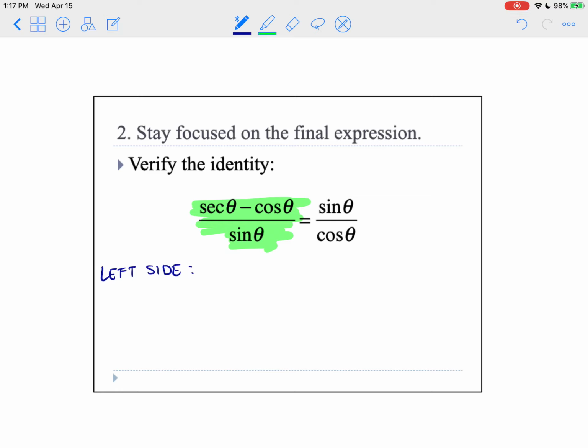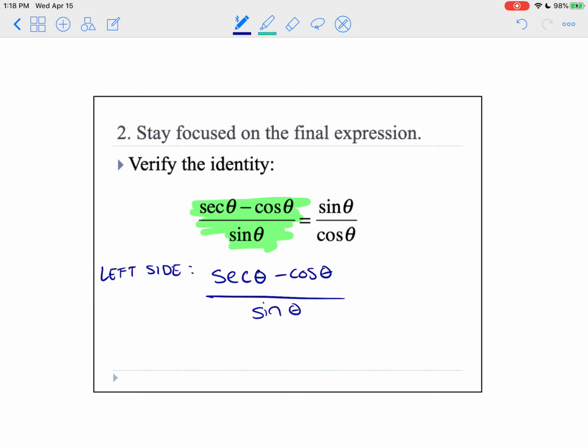So we're dealing with the left side. That's the more complicated side because it has these terms. And terms are less simplified than factors. So I'm just going to rewrite. We have secant theta minus cosine theta over sine theta.